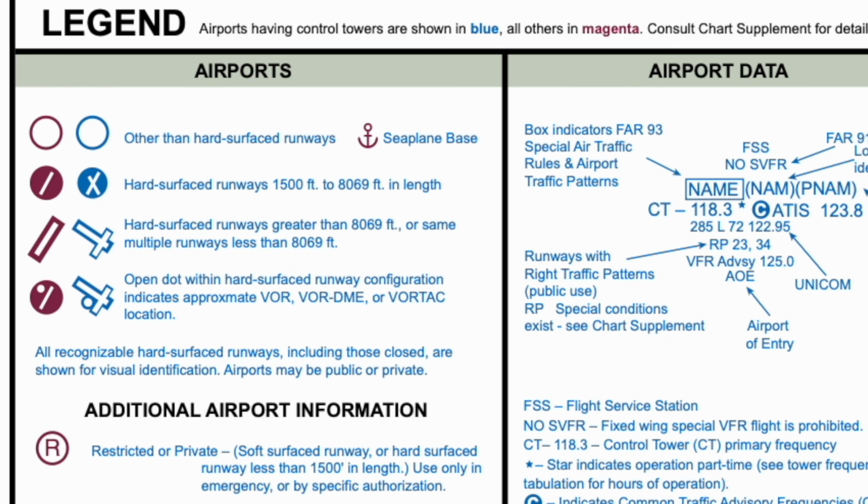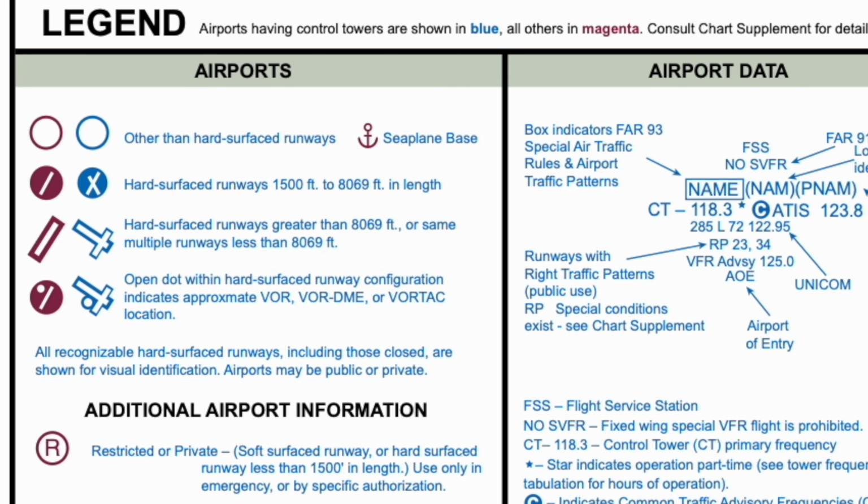Let's start with the first symbol first under the airport category. The first two symbols at the very top, the magenta circle and the blue circle, both say other than hard-surfaced runways. Now, what does that actually mean? There's no explanation here, right? But I'm going to explain it to you.